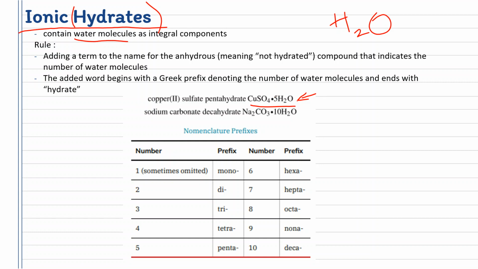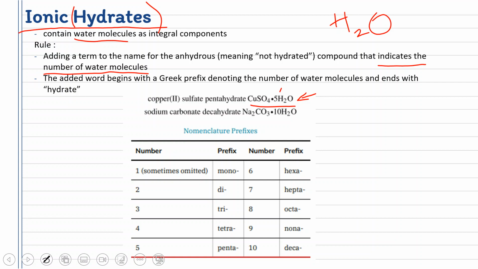If I want to name this ionic hydrate, what are the rules I need to go by? First thing, we're going to add a term to the name, and that term indicates the number of water molecules. So we are adding a term that will indicate the number of water molecules. So here you can see, let's look here, we have 5 water molecules. So we need a term that will indicate the number of water molecules.